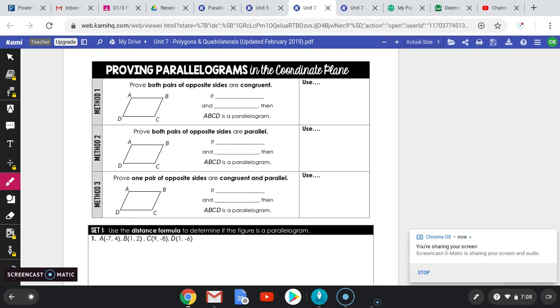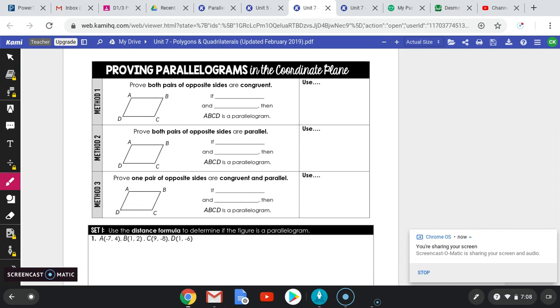And on future grade assignments, future things and tests and whatnot, I don't care what method you use because any of them work. You're always going to be given certain things, and you'll be able to use any of the methods. So the first method is proving that both pairs of opposite sides are congruent.